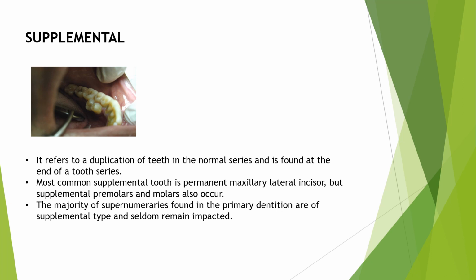In supplemental supernumerary teeth, we can see that it is a duplication of teeth and it is seen at the end of a tooth series. The most common supplemental tooth is the permanent maxillary lateral incisor. But in some cases, supplemental premolars and molars can also be seen. The majority of supernumeraries found in the primary dentition are of the supplemental type.